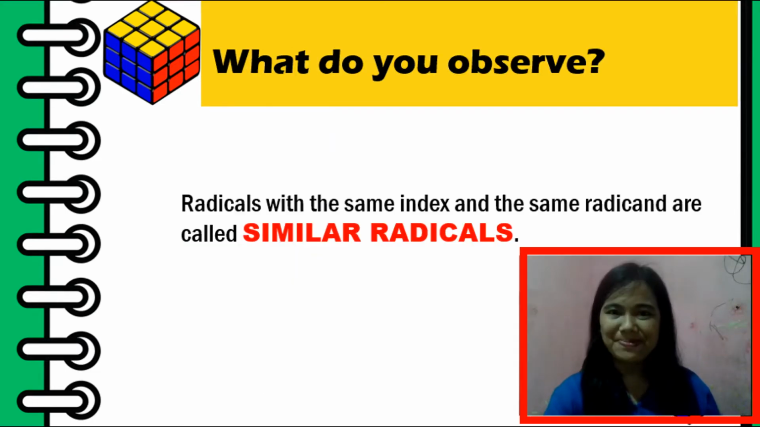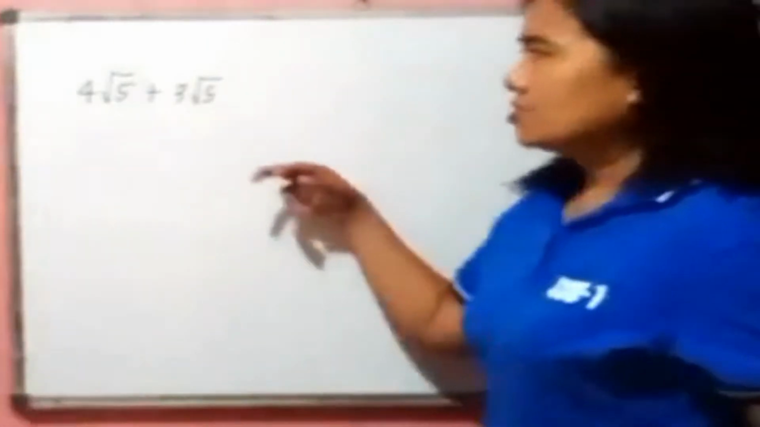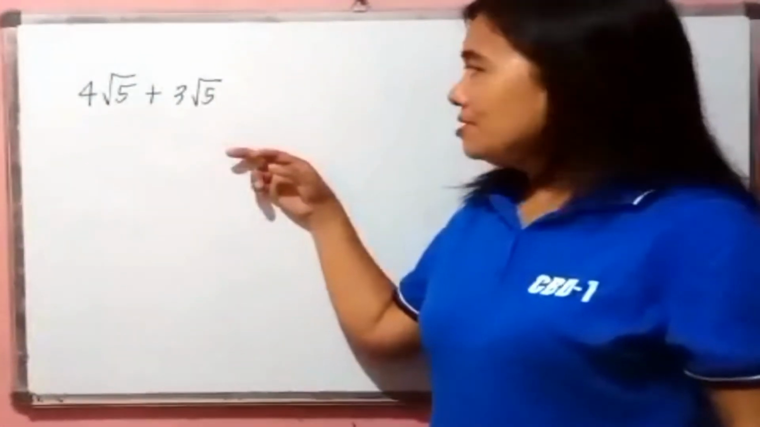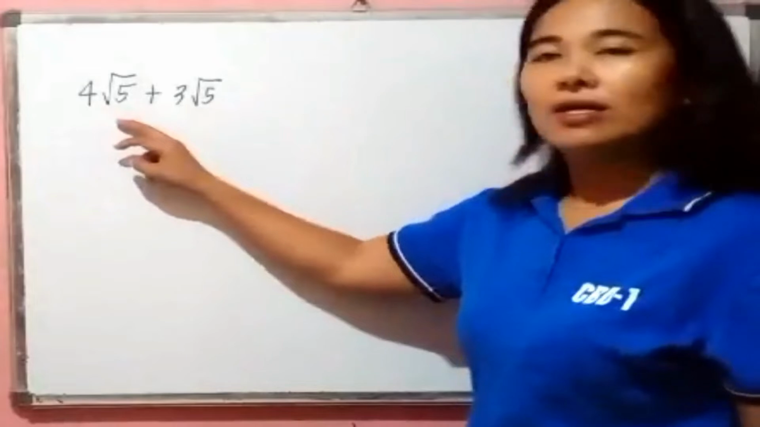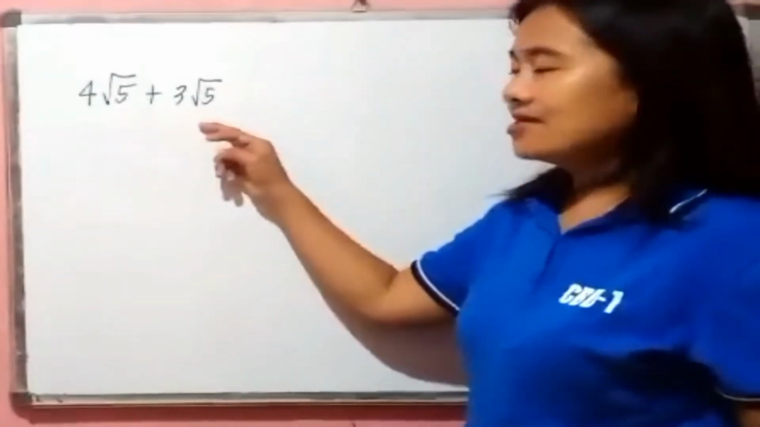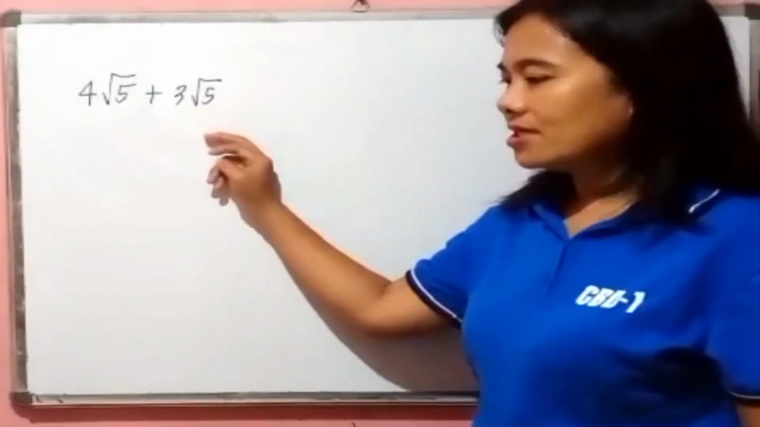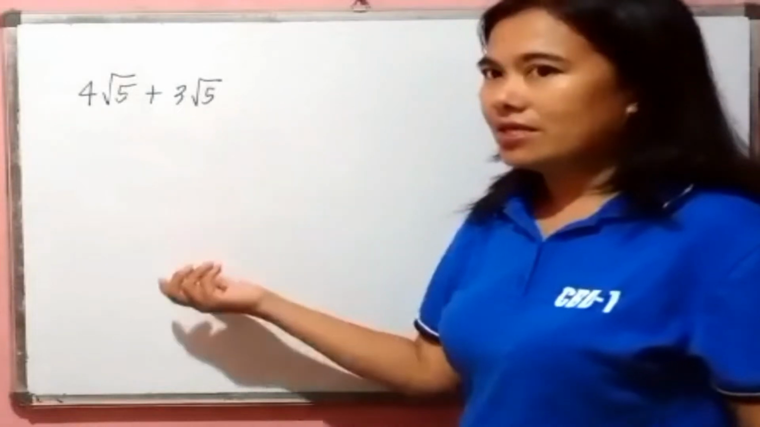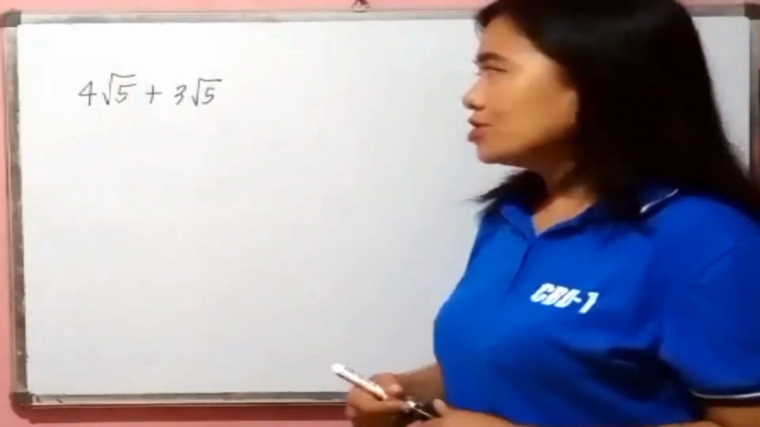From your observation, we have come up with the definition of similar radicals. We will define similar radicals as radicals with the same index and the same radicand. For example, if we have 4 square root of 5 plus 3 square root of 5. Take note that only similar radicals can be added or subtracted.